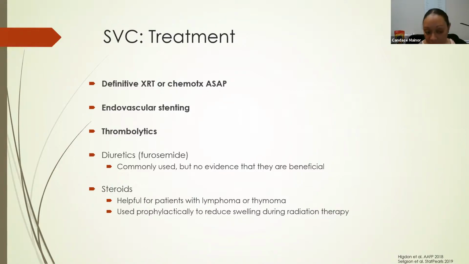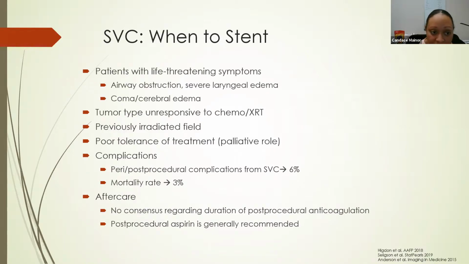In some instances, people have used other medications such as diuretics and steroids, although the evidence for their efficacy is largely lacking, but they may help with some of the symptoms from the SVC syndrome. So, when patients have life-threatening symptoms from the SVC syndrome, this would be an indication for stenting. Life-threatening symptoms can include airway obstruction, severe laryngeal edema, coma, and cerebral edema. Of course, before stenting, one would secure the patient's airway.